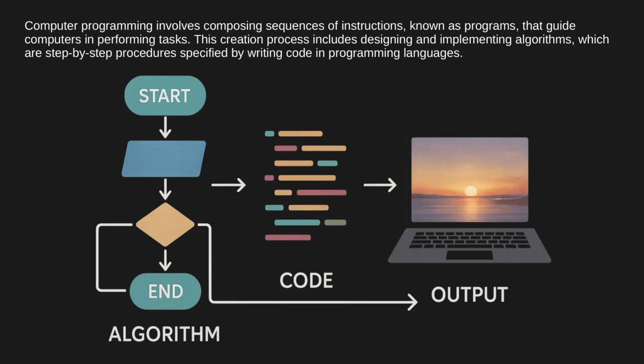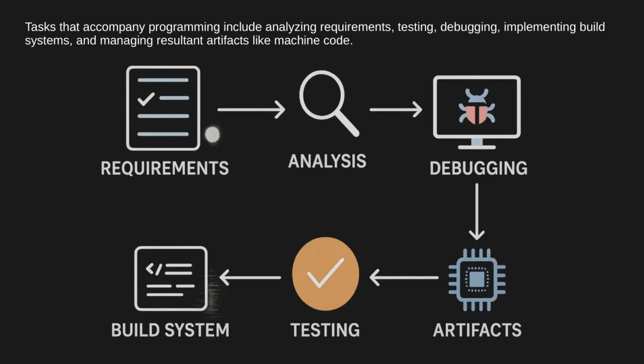Computer programming involves composing sequences of instructions, known as programs, that guide computers in performing tasks. This creation process includes designing and implementing algorithms, which are step-by-step procedures specified by writing code in programming languages. Tasks that accompany programming include analyzing requirements, testing, debugging, implementing build systems, and managing resultant artifacts like machine code.